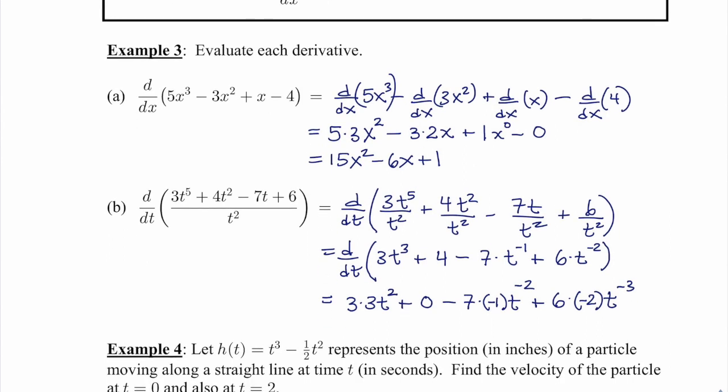And then we can clean this up a bit. We have 9t squared plus 0, we'll leave that off, plus 7 divided by t squared. And then it looks like minus 12 over t cubed. So we needed to do some rewriting of the function whose derivative we were taking before we were able to actually compute the derivative.